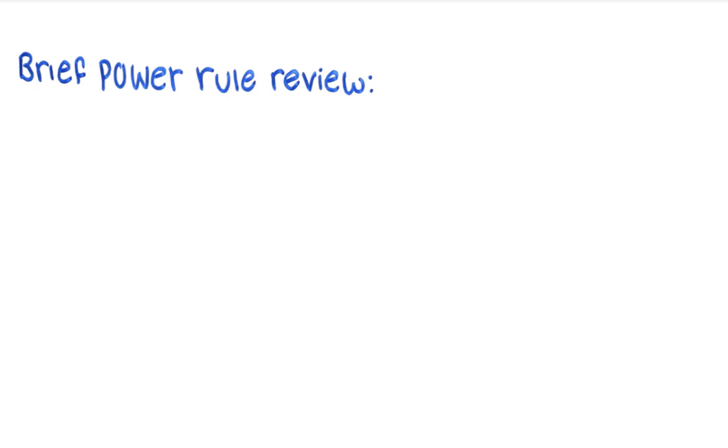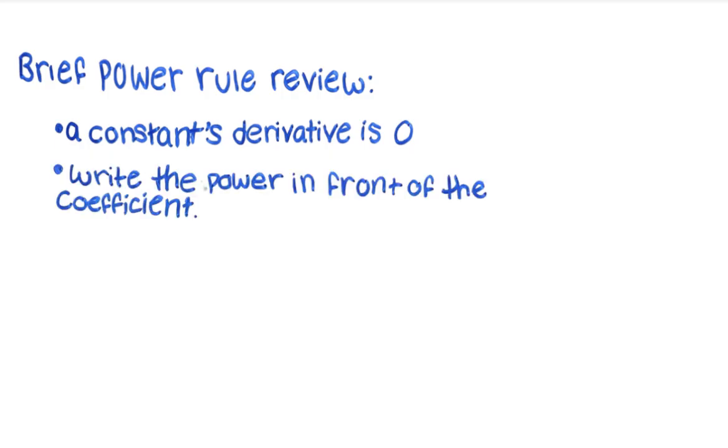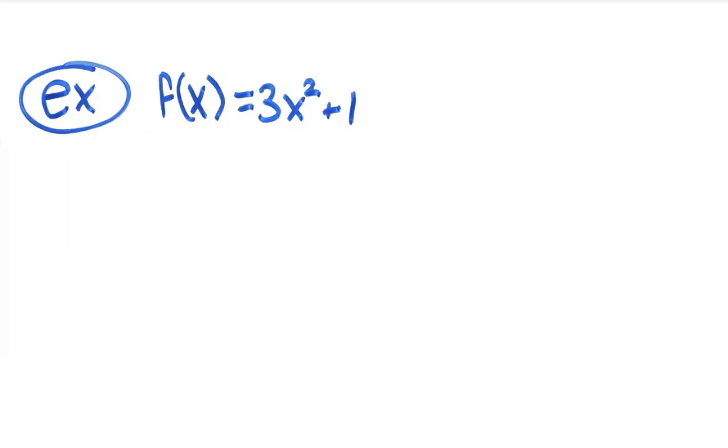Also, to solve this, we're going to use the power rule. If you don't remember, a constant's derivative is 0, and to do the power rule, you write the power in front of the coefficient, and then you subtract 1 from the power. Here's a quick example of the power rule in use.